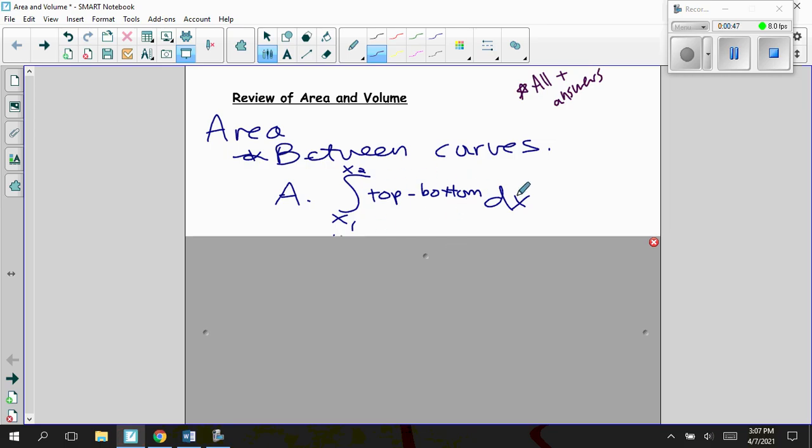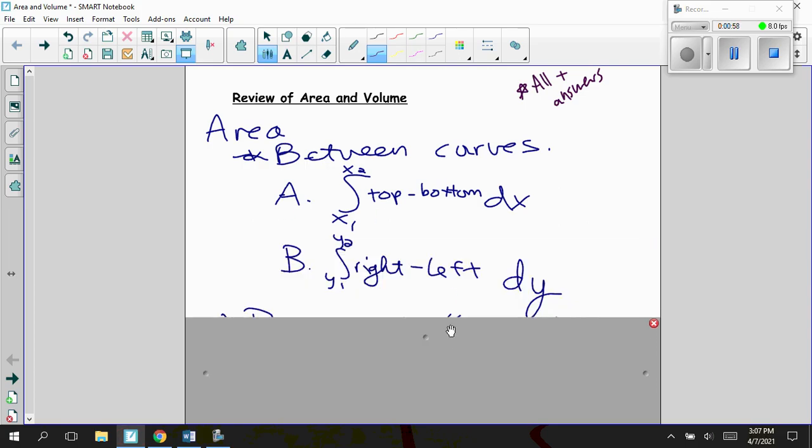And when we did that, everything was in terms of x then. So your bounds were x's, you ended with dx. These were functions of x. It was pretty straightforward. If it wasn't, or something didn't really have a top and bottom, but more had a right or left, that's when we did it in terms of y. So your bounds were y, you had dy at the end.